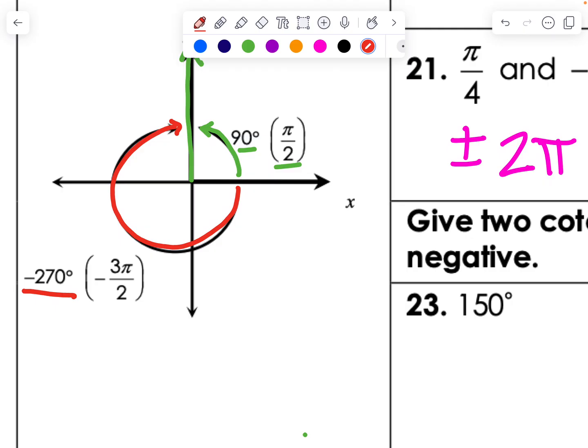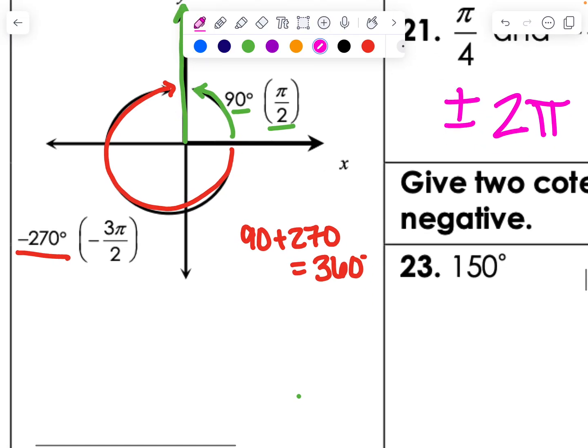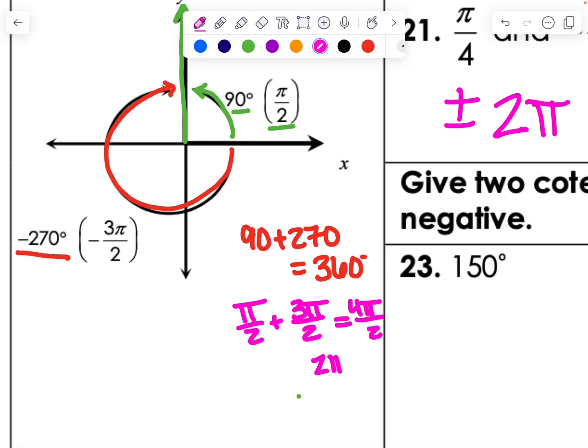So what does that mean? 90 plus 270, that absolute value gives me 360, which means that they are coterminal, okay? Then, if I look at my radian measures, the same thing happens. I have pi over 2 plus 3 pi over 2 gives me 4 pi over 2, which is 2 pi, right? Each of those represent a full rotation. And remember, it could be a multiple of that also.